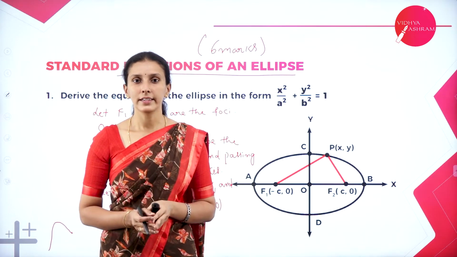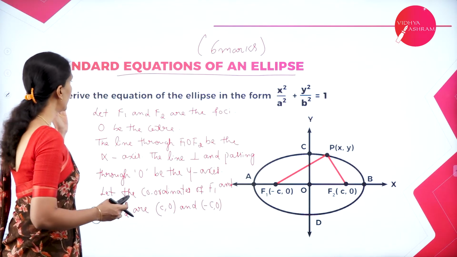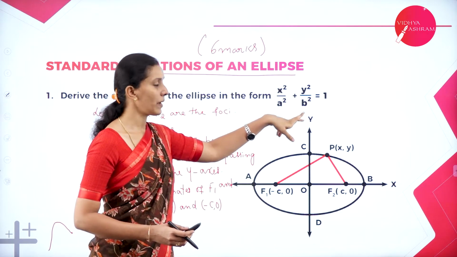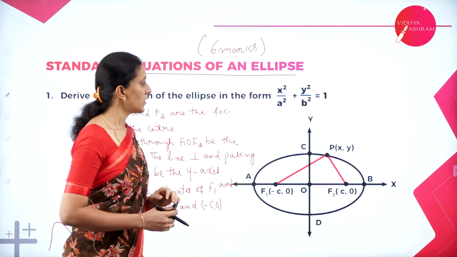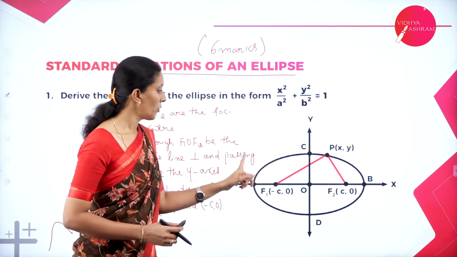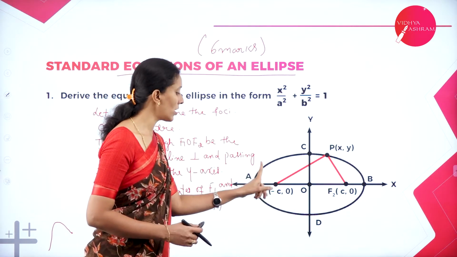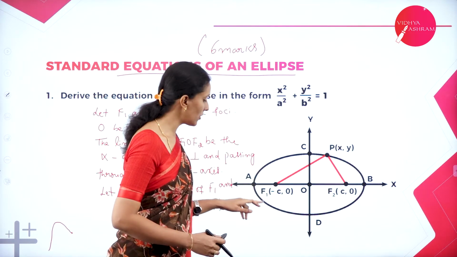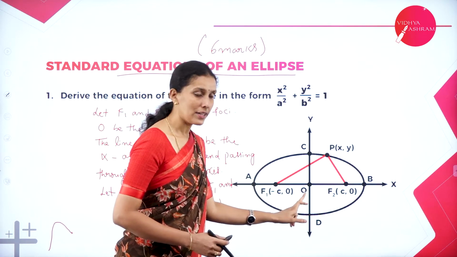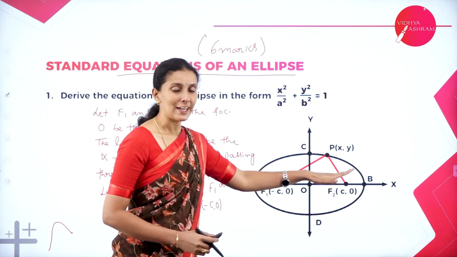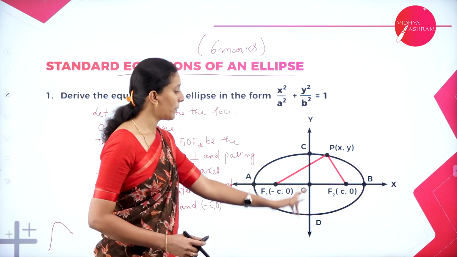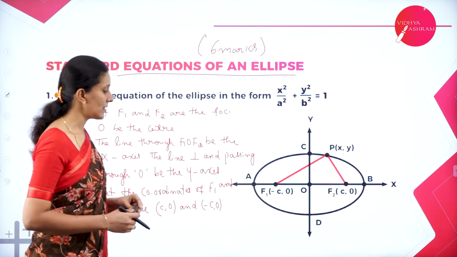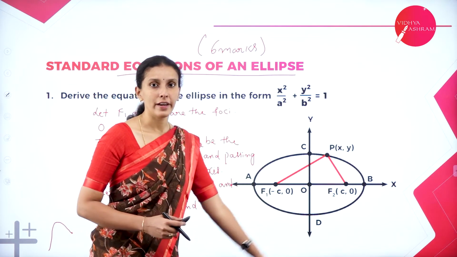Now, let us look at the derivation once again. We have derived the equation of the ellipse in the form of x square by a square plus y square by b square is equal to 1. Here, we take an ellipse with focus F1 and F2. We take a straight line passing through the focus F1 and F2 and the center O, and consider it as the x-axis, and the line perpendicular to the x-axis passing through the center is considered as the y-axis. Write the coordinates of F1 and F2.